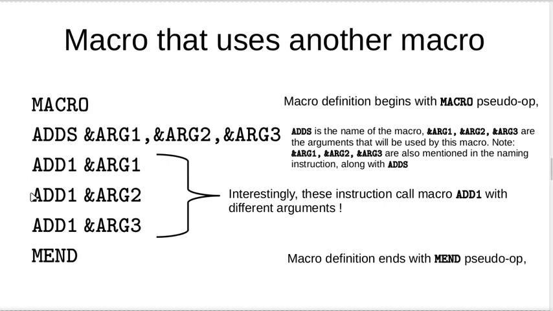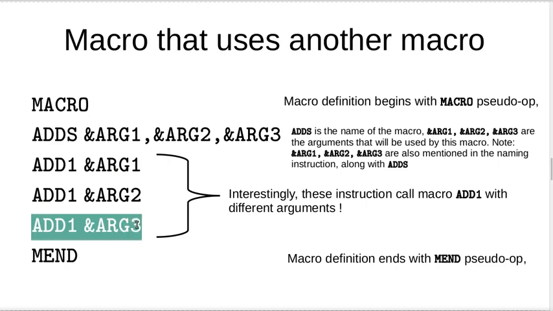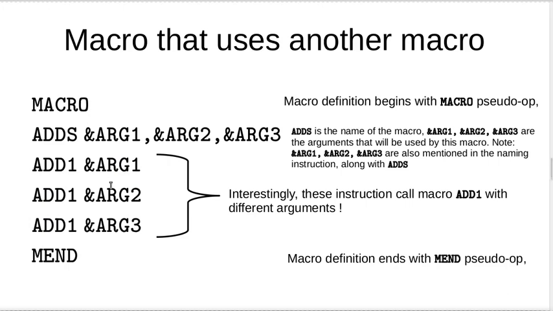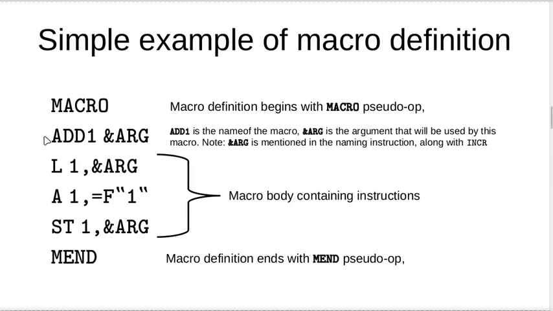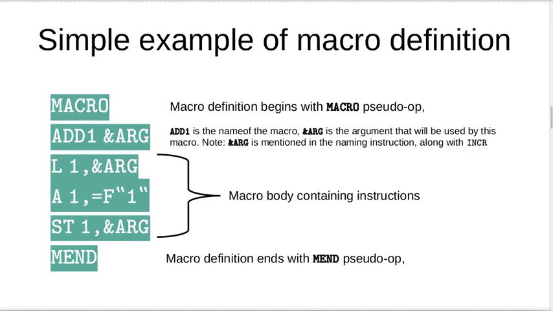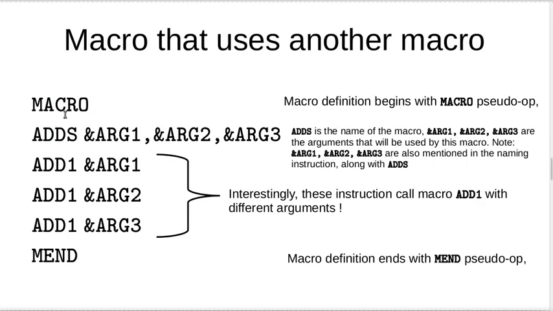So each of these statements, instruction 1, instruction 2 and instruction 3 inside the macro definition, or the macro body, are nothing but macro call statements, which are issuing a call to the macro named add1, right? So we have already gone through the definition of the add1 macro, right? This is the definition of the add1 macro, and this adds macro is doing nothing but issuing calls to the add1 macro. Fine. So interestingly, these instructions call the macro add1 with different arguments, right?